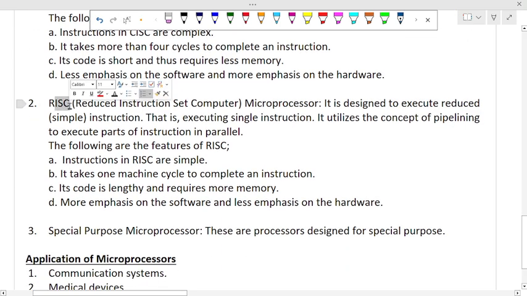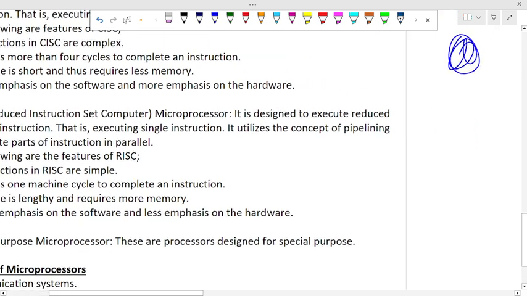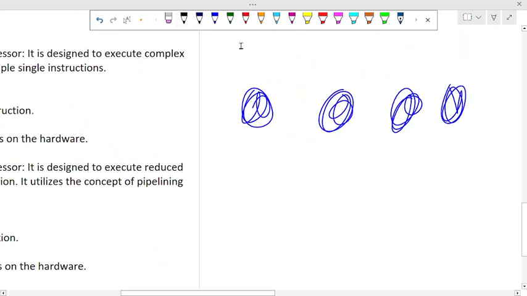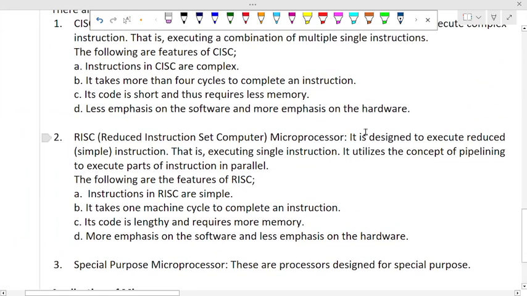Now come to RISC, it is the opposite. These two things remain the same, instruction set computer, but this is the difference. This is what? Reduced. So it is designed to execute reduced instructions, very simple. That is executing single instructions. In this case, we are not combining them, we are doing individual ones. So you will execute this one, execute this one, execute this one. Are we seeing it now? Reduced instruction set computer microprocessor.